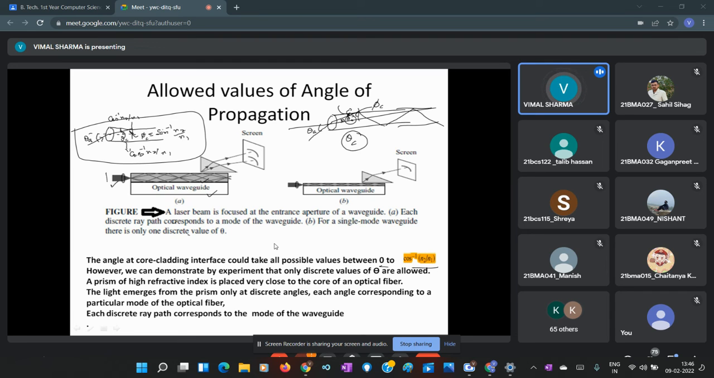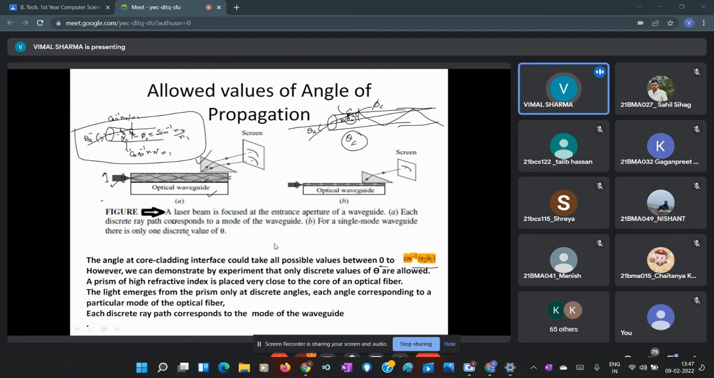This source is big, but we are focusing this light at the core cladding interface because it is micrometer size. So that's why it is shown like this. And it propagates through the optical fiber. We put a prism of very high refractive index close to this core so that we can disturb the condition of total internal reflection and light leaks out of the optical fiber.